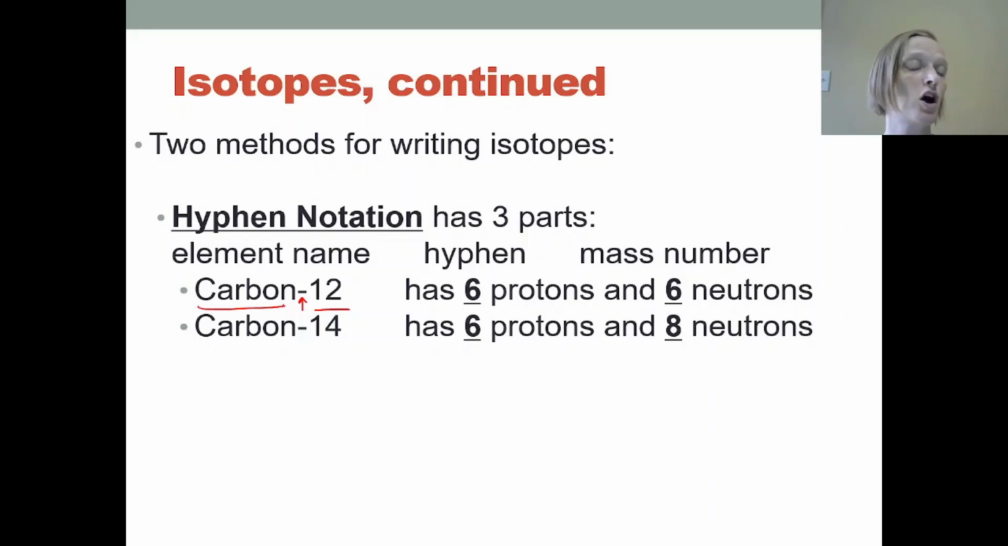Carbon-14 has a different mass number, 14. That comes from adding together the 6 protons and 8 neutrons that you did on the example previously when we were doing mass number practice. So this is one way to represent isotopes, hyphen notation.